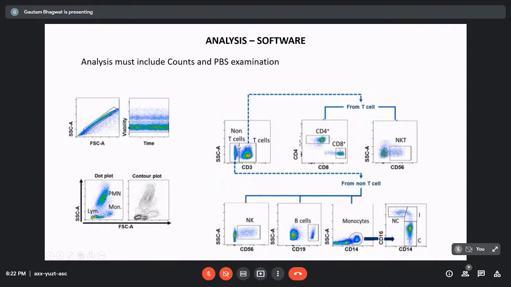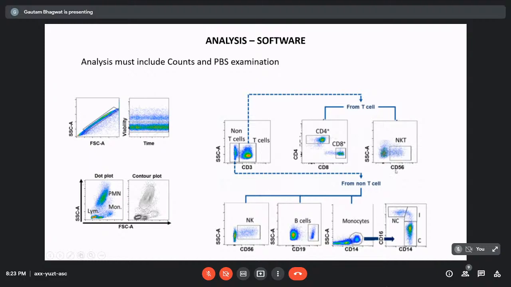So from here I gate this CD. What do you mean by gate? So now in the next plot I'll take only this CD3. I am not going to analyze this. From these T cells I put a CD4:8, and all these cells are only positive for CD4. These cells are only positive for CD8, with a few events over here which are positive for both CD4 and 8. So this is a CD4 positive T cell, this is a CD8 positive T cell.